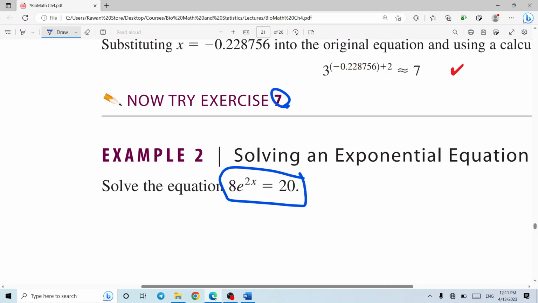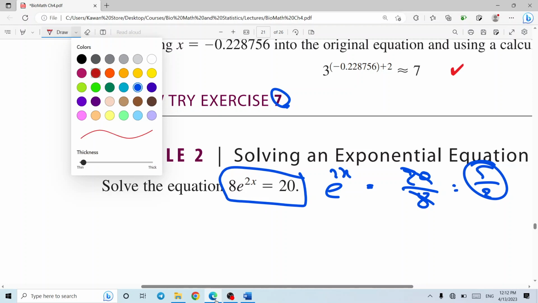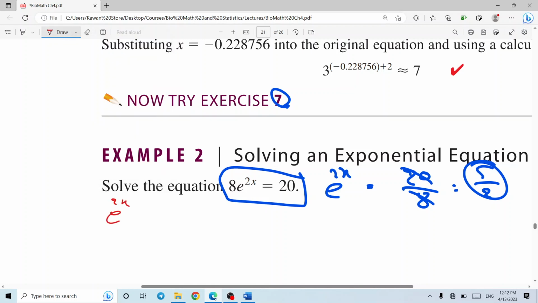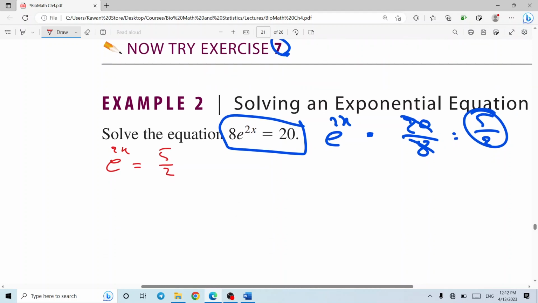We isolate first, so I will get e^(2x) = 20 divided by 8. Am I right? 20 by 8 is equal to what? You can divide it by 2 or by 4. I'll get 5 over 2. Clear? Leave it. So now I got e^(2x) equal to 5 over 2. So how do we solve this one? How do we get x? Yalla.